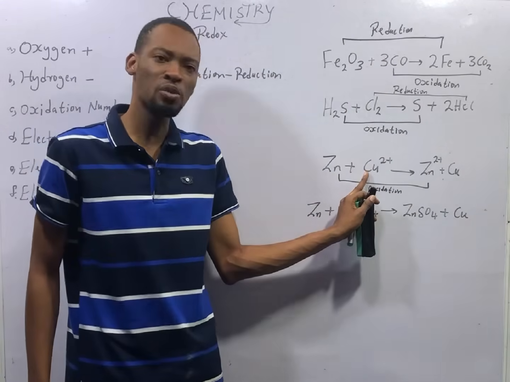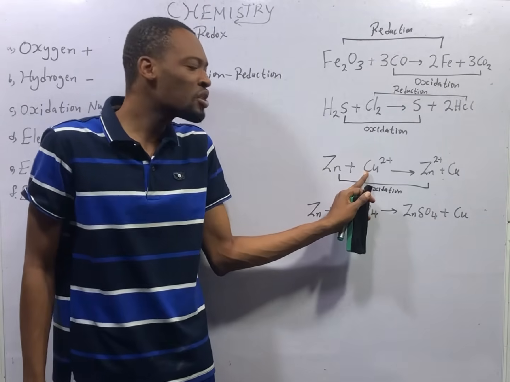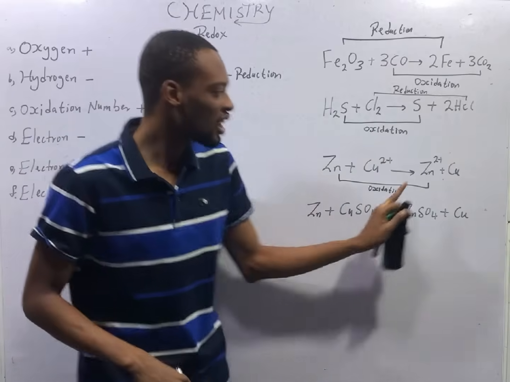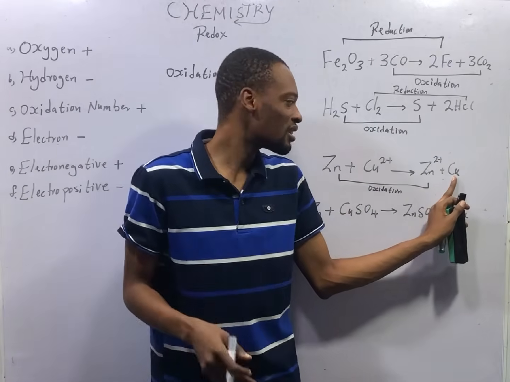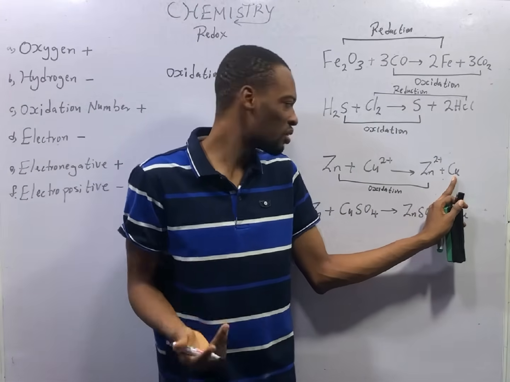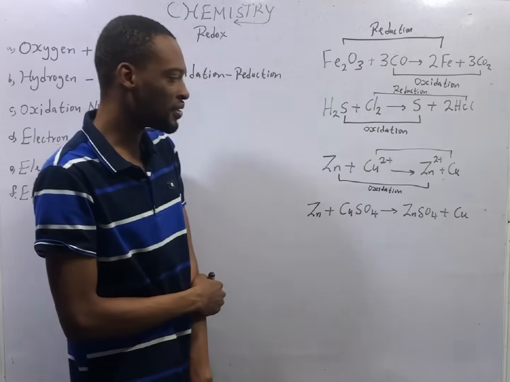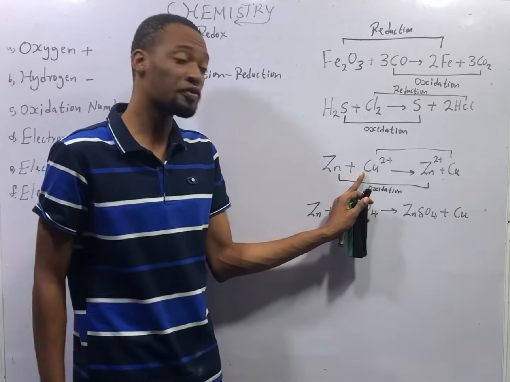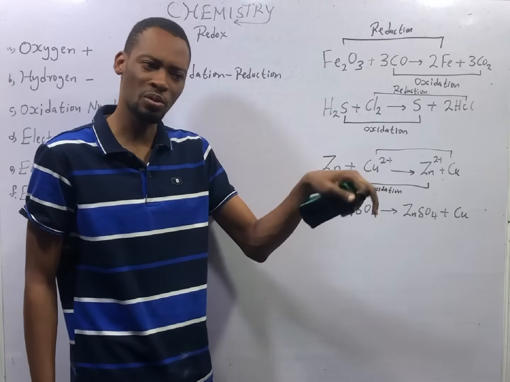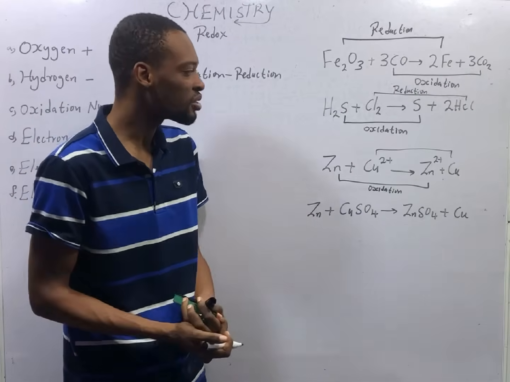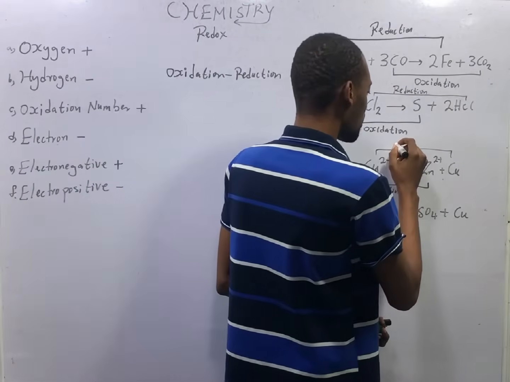Now, this is copper 2 plus. The oxidation number of copper here is 2, the charge on the element. Now, this is a free copper or a free element. The oxidation number is 0. So copper has changed from oxidation state of 2 to 0. 2 to 0, that is decrease in oxidation number, and that is referred to as reduction.